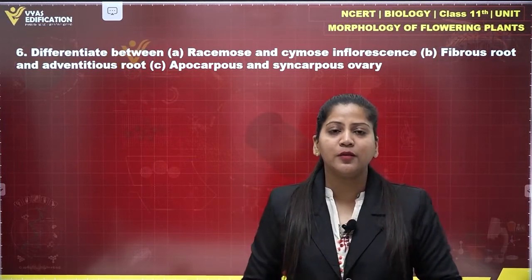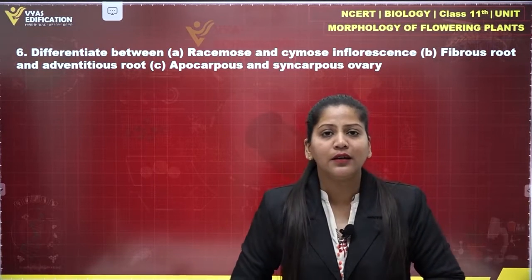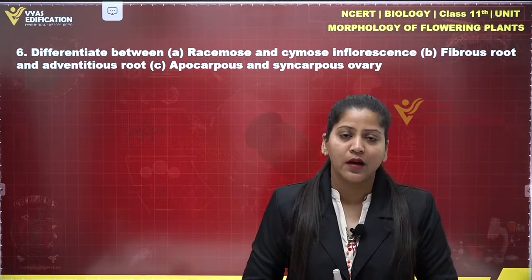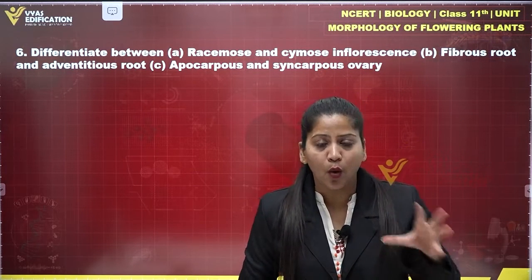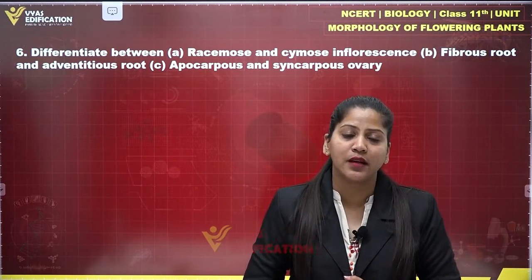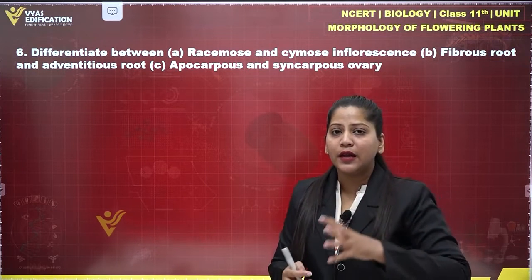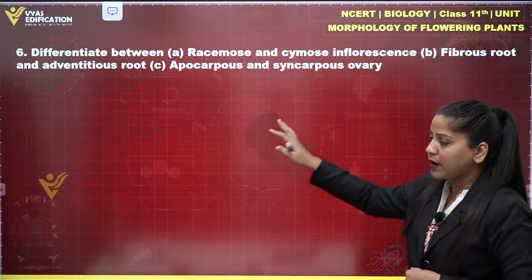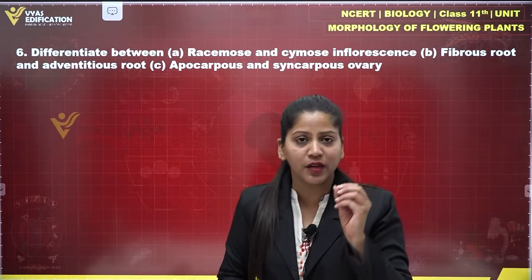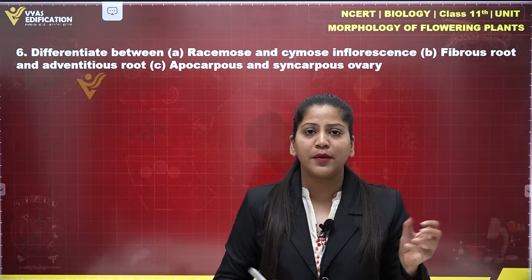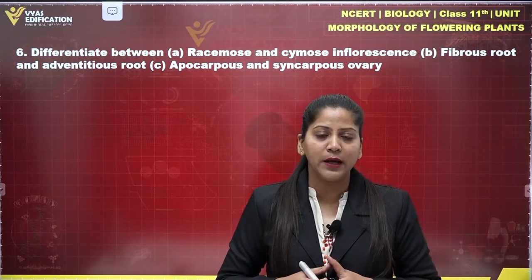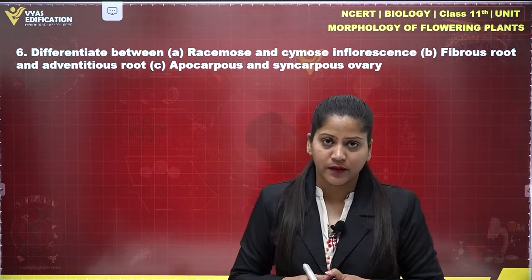If we talk about the racemose inflorescence, then the younger and new flowers are arranged at the tip, whereas the older flowers are situated at the base of this inflorescence. In racemose inflorescence, the new or younger flowers are present at the tip, whereas the older flowers are present at the base. This kind of inflorescence is said to be racemose inflorescence.